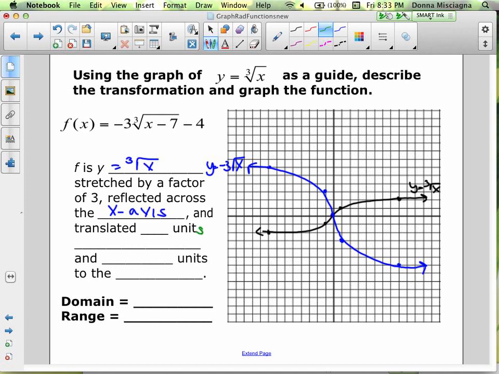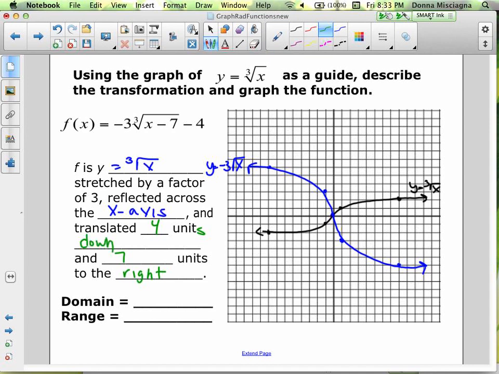Translated 7 units right. Okay, we have a negative. If we have x minus something, it's to the right. X plus something is to the left. The negative 4 at the end there is 4 units down. I got to switch those because the sentence doesn't make any sense. So it's 7 units to the right, because to the down doesn't make much sense, and 4 units down. There we go, that's a better sentence.